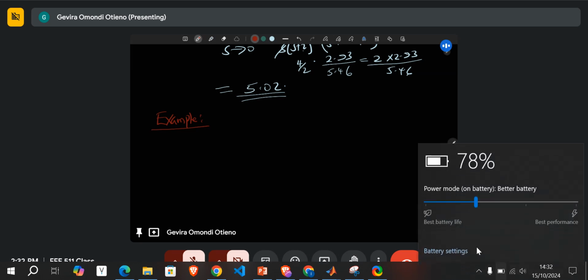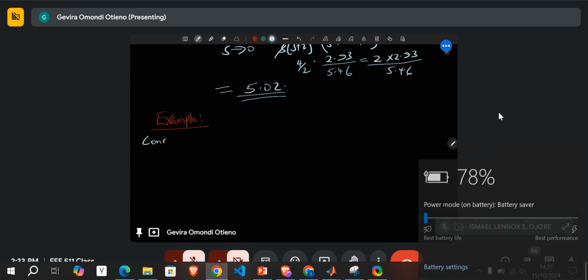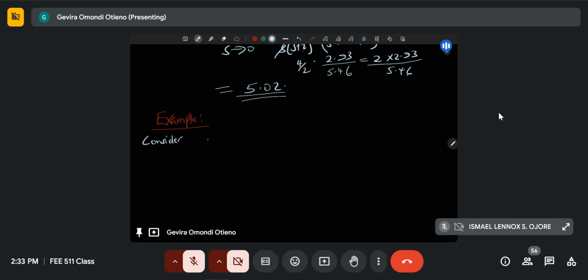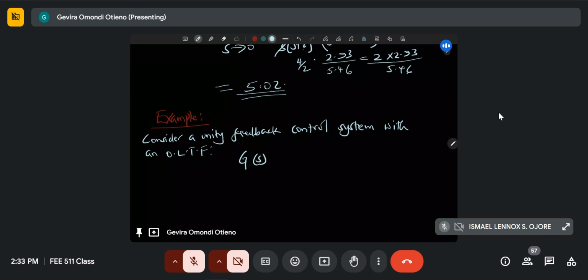It indicates, the question is, consider a unity feedback control system with an open loop transfer function. That's in full. I'm just trying to shorten it because of time. The open loop transfer function is given by 10 over s squared plus 4s plus 5.